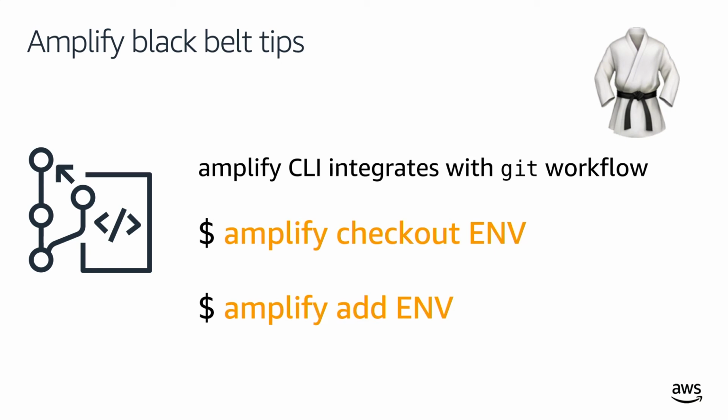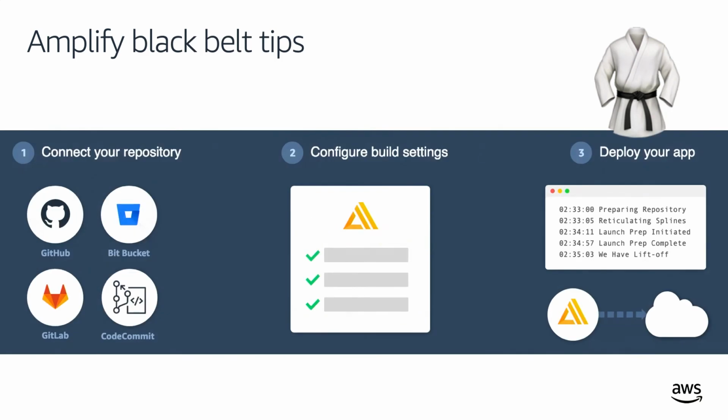So Amplify understands the branch. You just type Amplify checkout and the name of the environment, and then Amplify add and the name of the environment, and it will create separate cloud infrastructure for each branch that you have in your Git. Very important black belt tip if you are developing in teams, and I guess most of you are developing in teams. The second black belt tip I would like to share is Amplify Console.